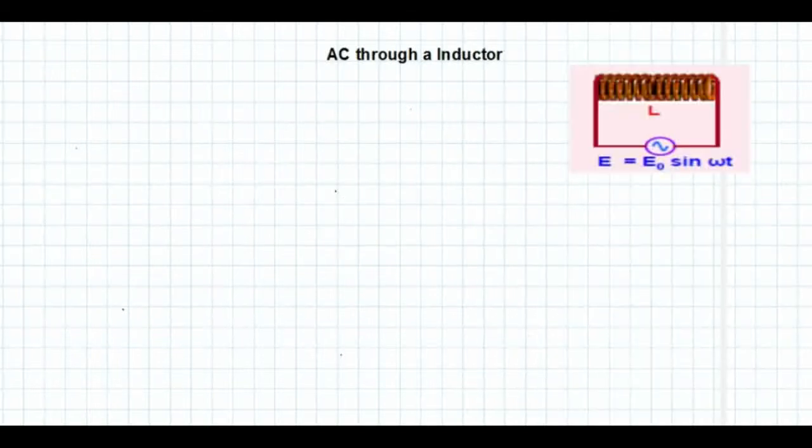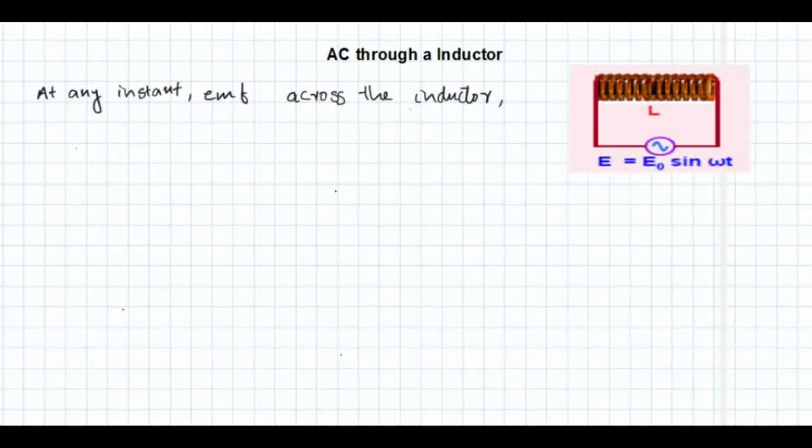So next it is AC through an inductor. This is the symbol of an inductor. An inductor is nothing but a current carrying coil. This is how we represent an inductor, and this inductor is connected to an AC source, and for an AC source the EMF is E0 sin omega t. So the next step is to find the current, right? That is what we do next. And in the case of an inductor, we have already seen that E is equal to L into di by dt.